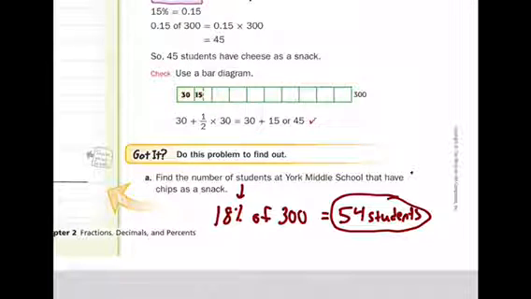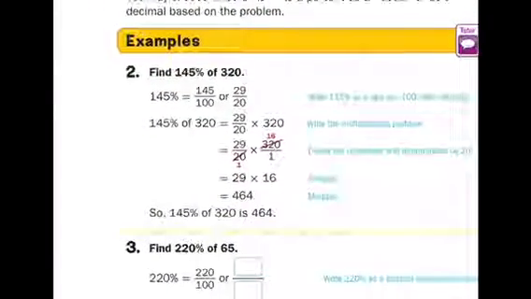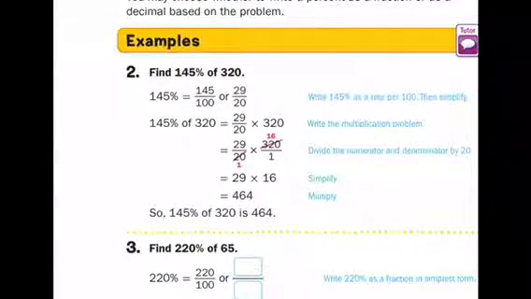All right. Now, let's go on to the next page. On the next page, we're just going to look at example 2, example 3, maybe we'll do example 4 too, 2 and 4. In example 2, this is just a basic problem. It's not a word problem. It says find 145% of 320.